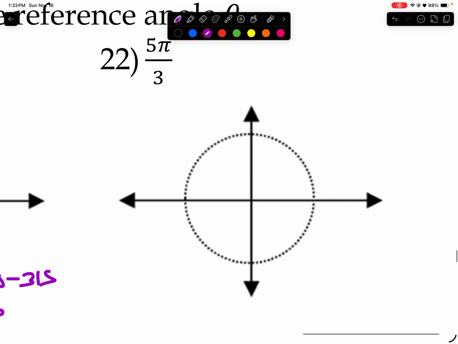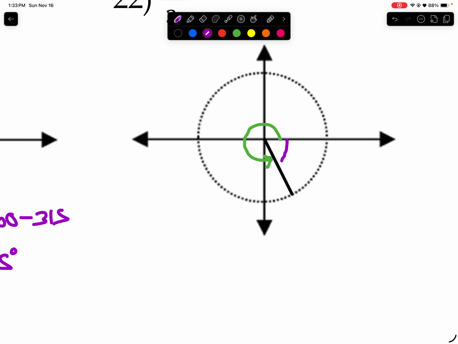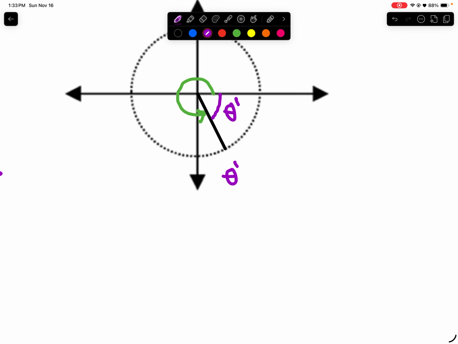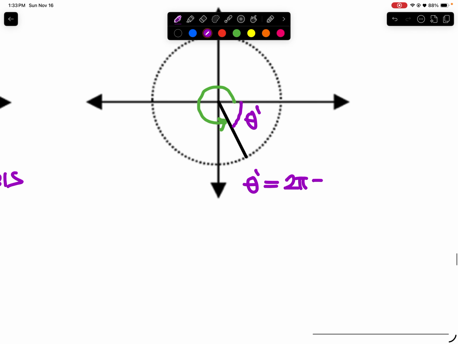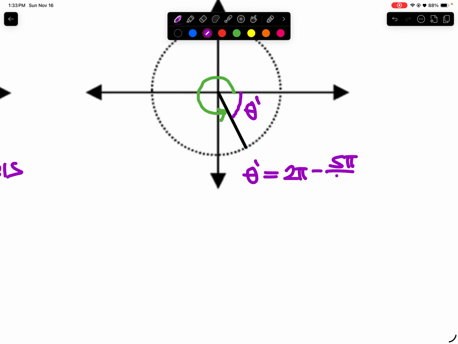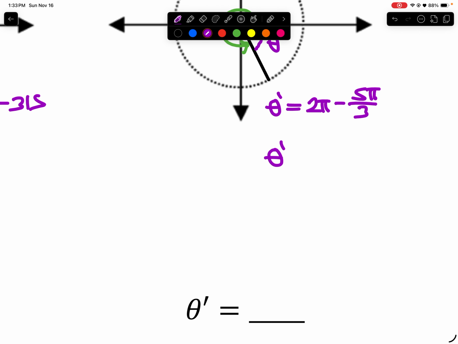Okay, and then 22, 5 pi over 3, that's also going to put you in quadrant 4. So I'm going to put you down here. So your angle in standard position is going to go this way, but I want the reference angle, which is going to be this angle right here. So same idea. Theta prime is going to be equal to the full rotation minus your angle, which is 5 pi over 3. So your reference angle is going to be 6 pi over 3 minus 5 pi over 3, which is just going to give you a reference angle that's equivalent to pi over 3.